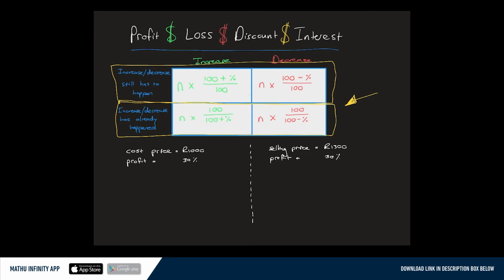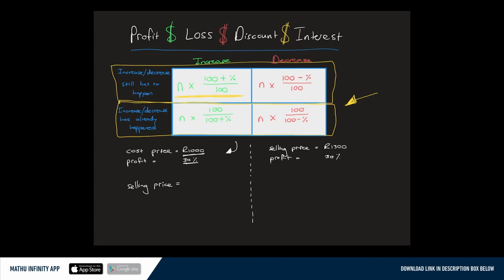Now we look at two questions here, and this is on the left side. They tell you, we've got a bicycle, the cost price is 1,000 Rand. You bought it for 1,000 Rand. You want to sell it for 30% profit. So we want to determine the selling price. And now we want to know which part of this table do we look at. Because we have to increase this amount to make a profit, and the increase hasn't happened yet, we still have to increase it. We're looking at the top left part.